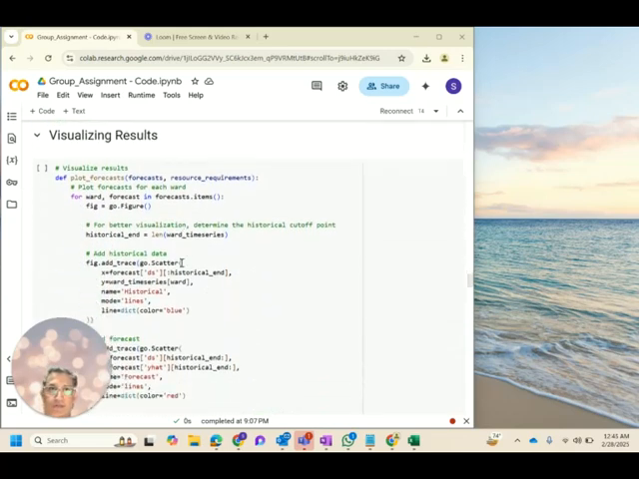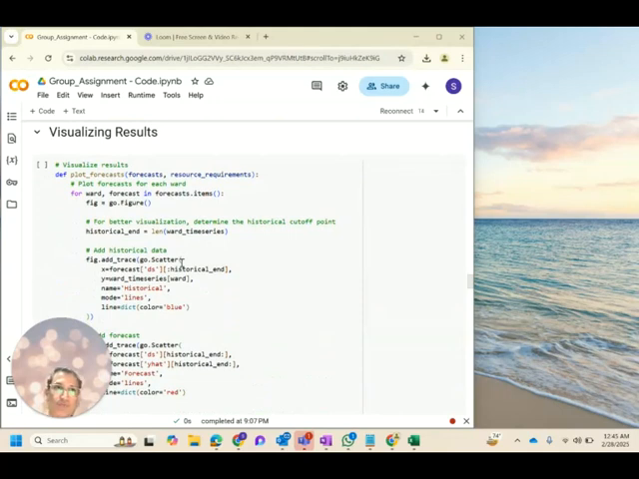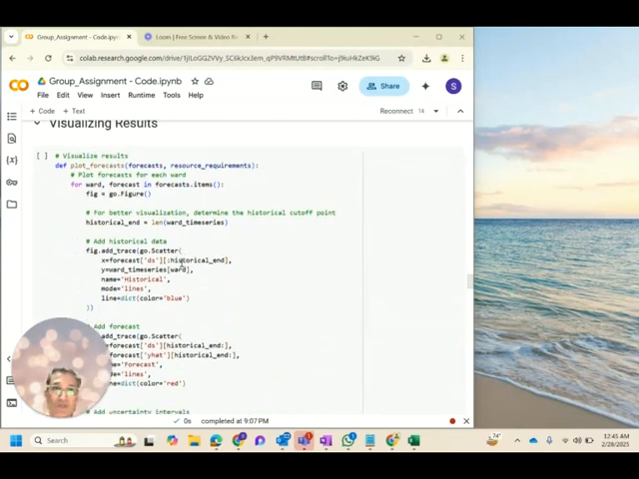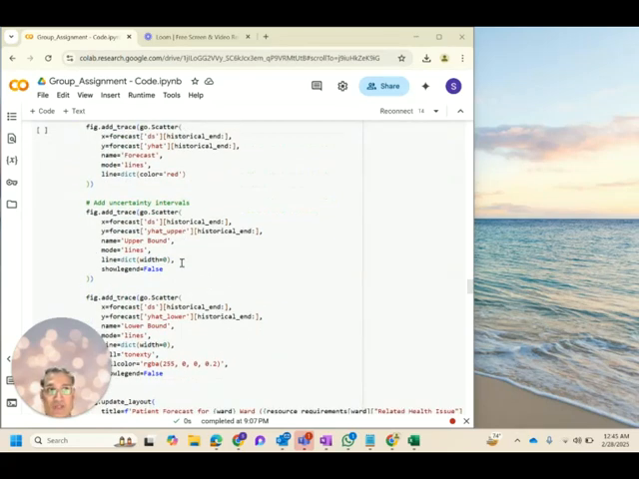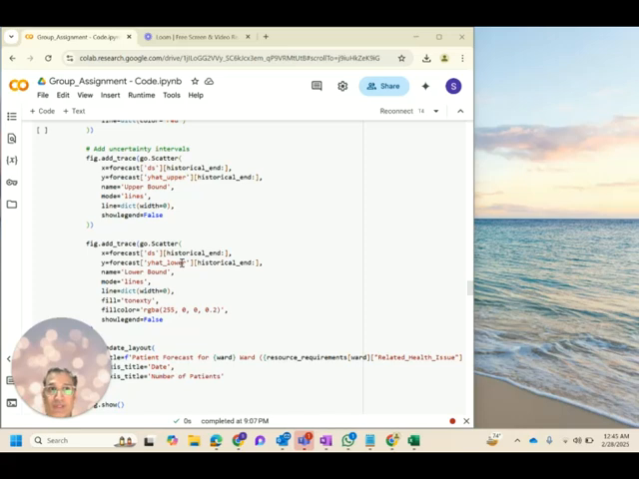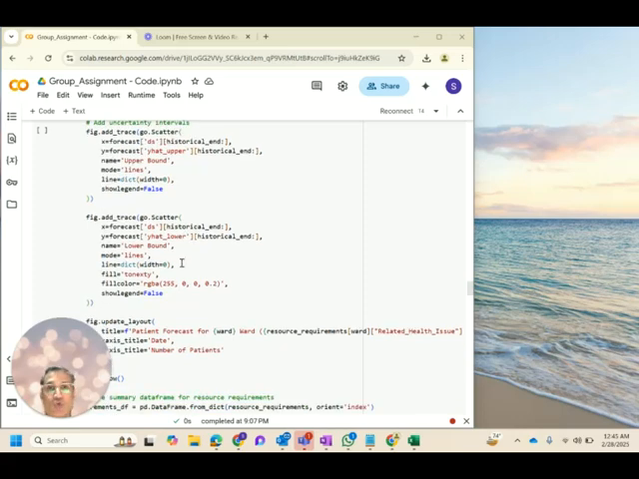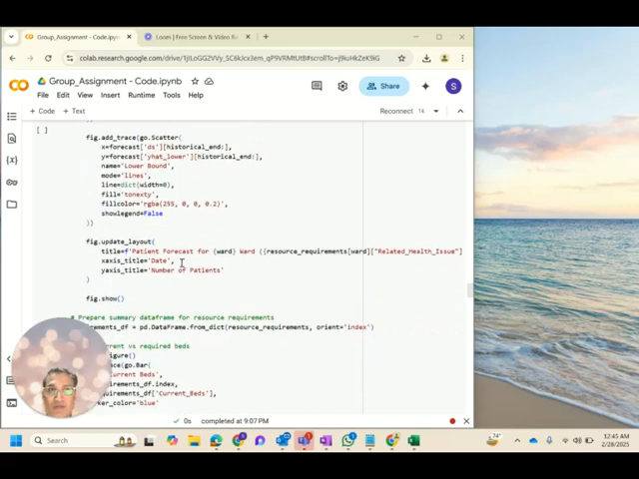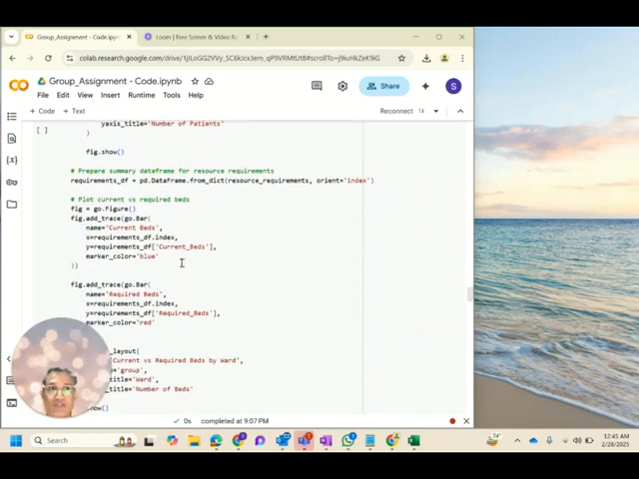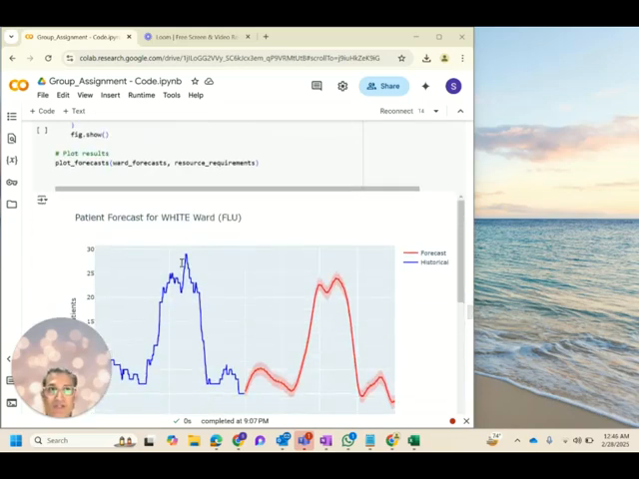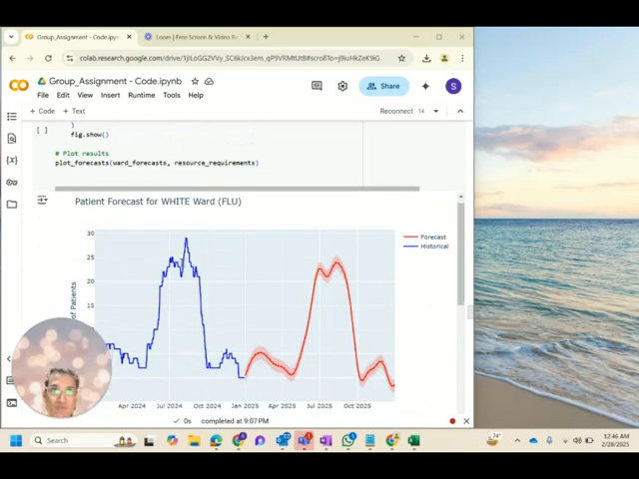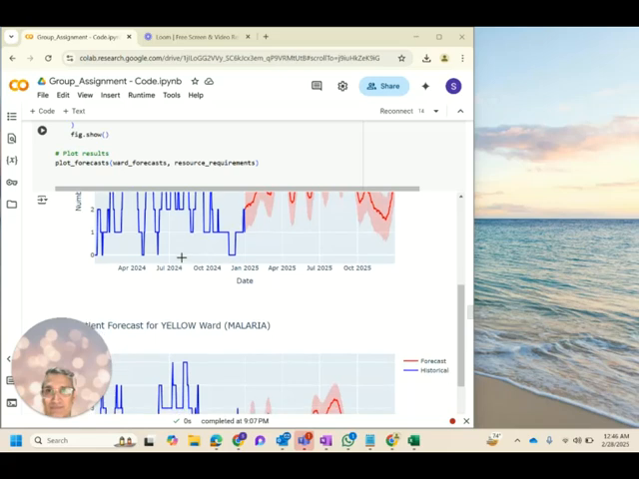We have visualizing results and resource requirements. It visualizes forecast and resource needs. Plotly is used to overlay historical data with predictions, including uncertainty bounds. Grouped bar charts compare current beds and staff, while additional resources are highlighted per ward. I can show you in graphs. These interactive visuals provide clear insight into patient trends and resource planning.